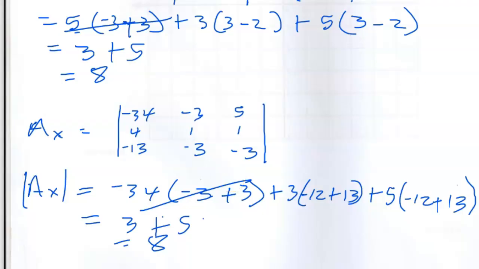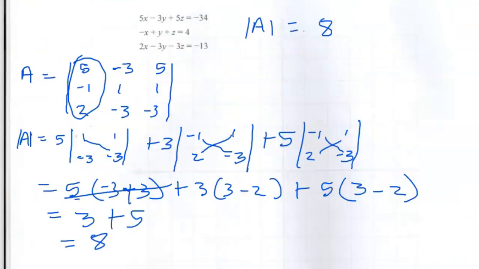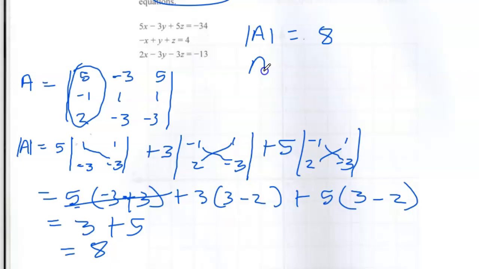So let me just make a record of it here. The determinant of the matrix AX is equal to 8. So we need 2 more matrices. Alright, AY and AZ.